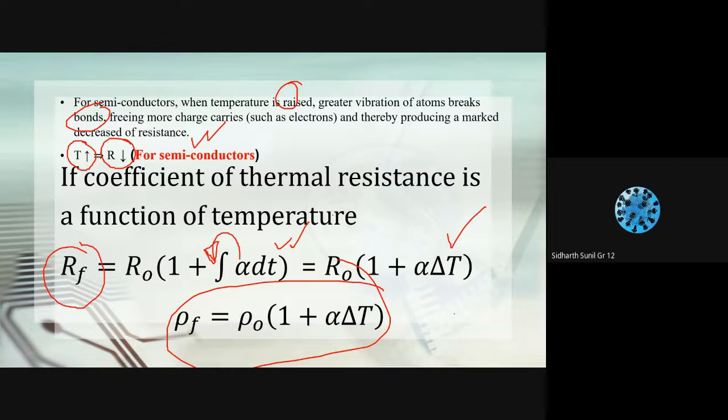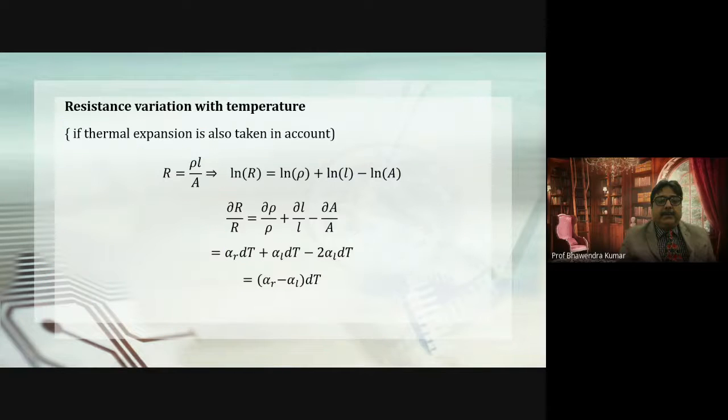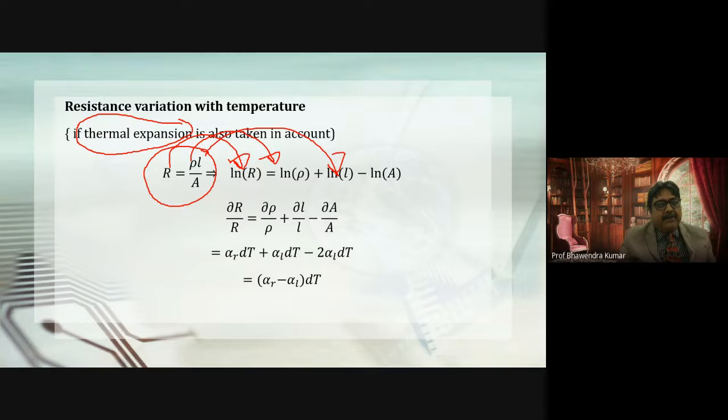Okay. Now, it is also possible that we take thermal expansion into account. So there will be two factors on which the resistance depends. We know that R is equal to rho L by A. If I take log on both sides, R becomes ln R, rho becomes ln rho, L becomes ln L, and because there is a multiplication, there will be a plus sign here. And A becomes ln A, and because there is a division, it will be minus.